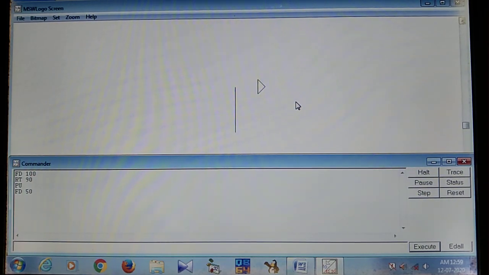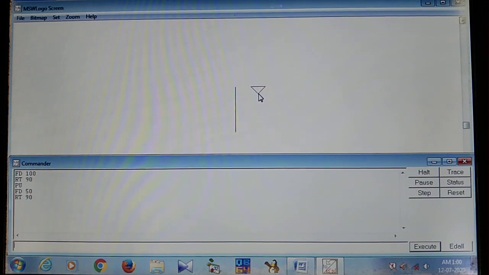Next, I want to write here RT space 90, enter. What happened? The turtle again turns right, that means it turns 90 degrees, and now it turns to the opposite direction. Okay, again I use the PD command, that means pen down command. The turtle again draws a line.